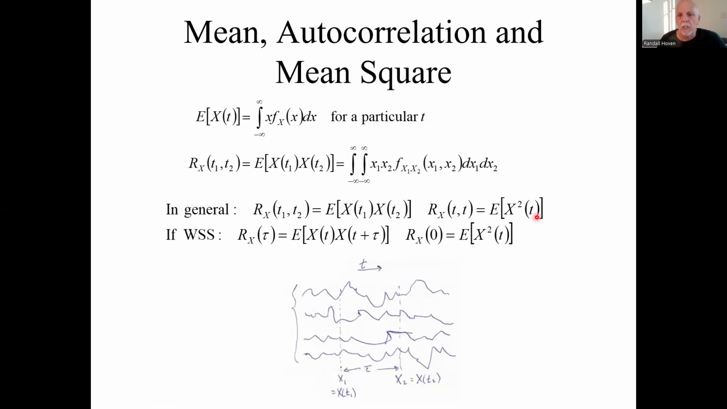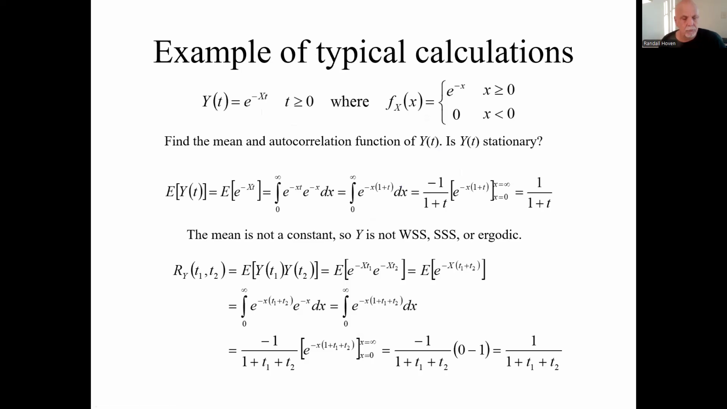If we needed these mean square values and we didn't need the autocorrelation function, we could calculate them directly just by calculating these expectations, with X squared here instead of an X. Let me do a couple of examples.